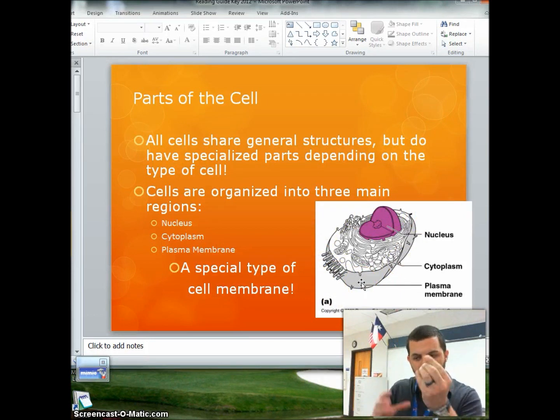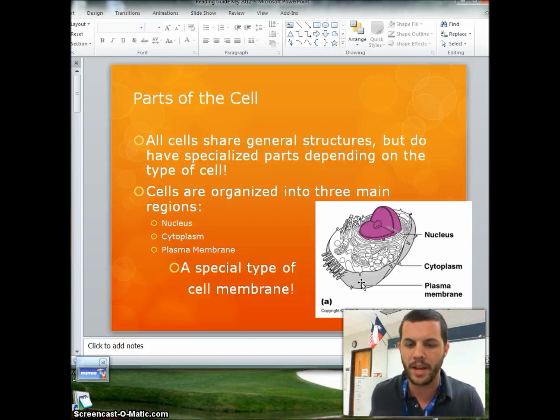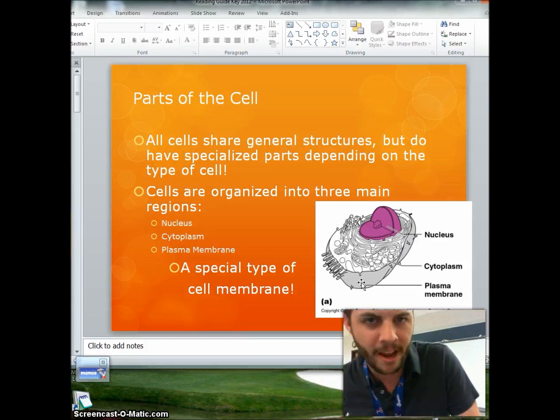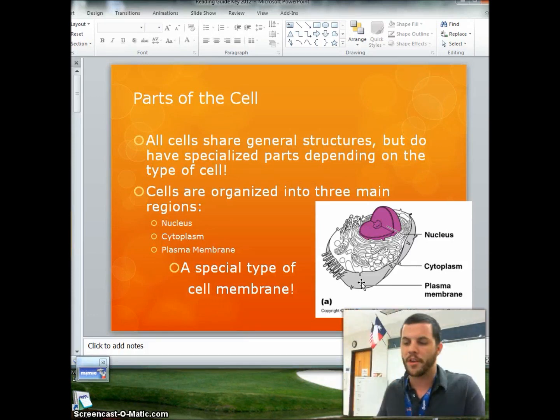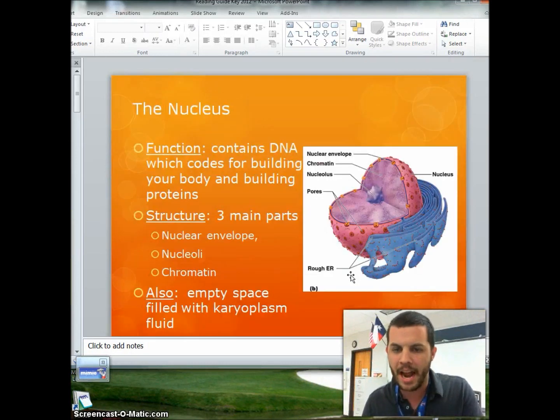So now we've got the core. We've got the outer part. Everything else is known as the cytoplasm. A lot of times you think, oh, cytoplasm, that's that fluid that's in there. Actually, the cytoplasm includes everything that's not nucleus or plasma membrane. I think you're thinking of cytosol when you're thinking about the actual fluid. So let's take a look at the nucleus.